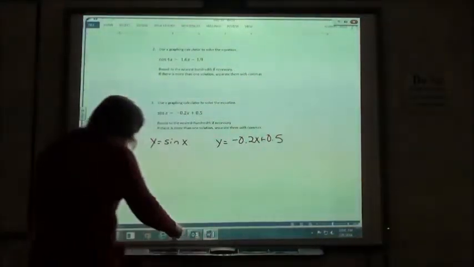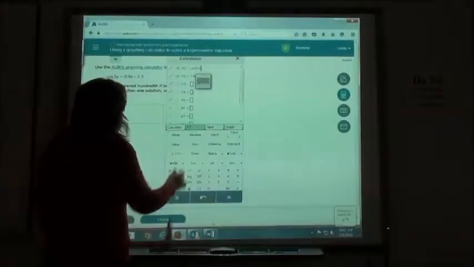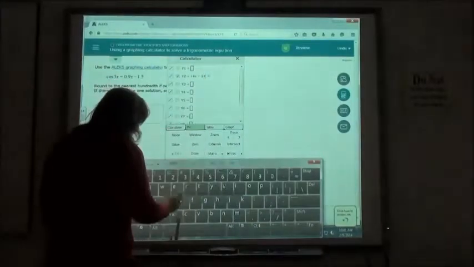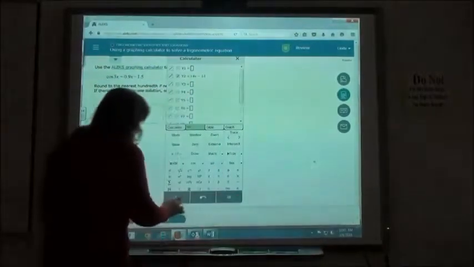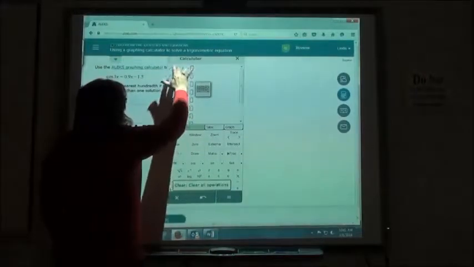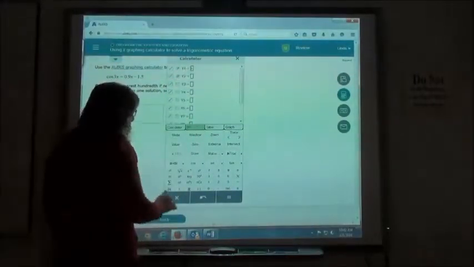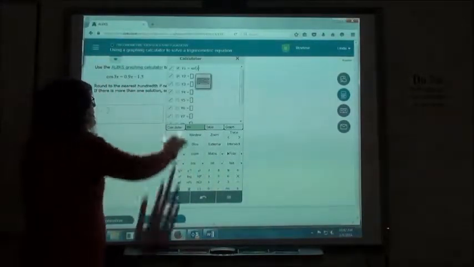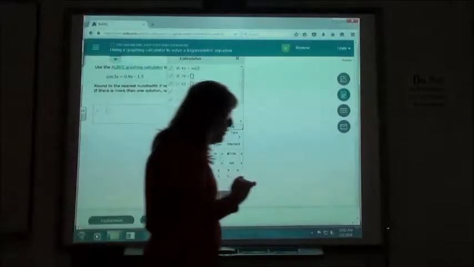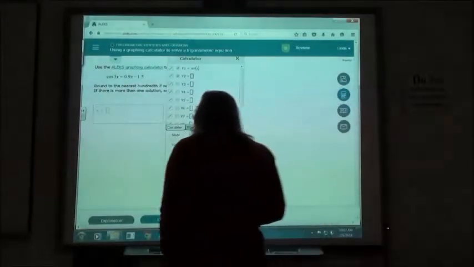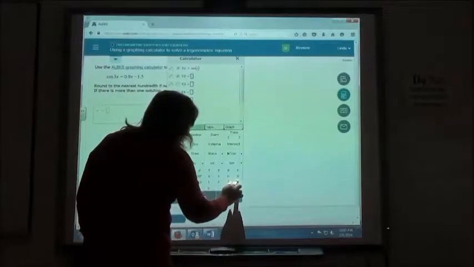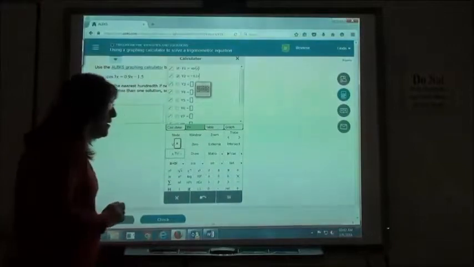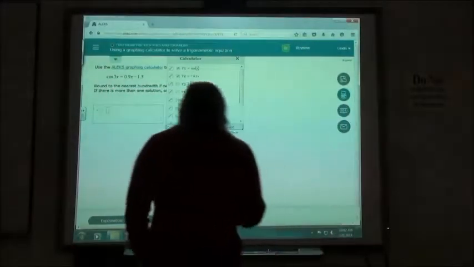So going back over to our graphing calculator, I'm going to hit the y equals. I'm going to clear out the top equation, clear out my second equation, and put my new equations in. So the first one was just the sine of x. So sine, the x theta n key. My second equation was negative 0.2x. Here we use the subtraction for the negative, 0.2, x theta n, and then it was plus 0.5.